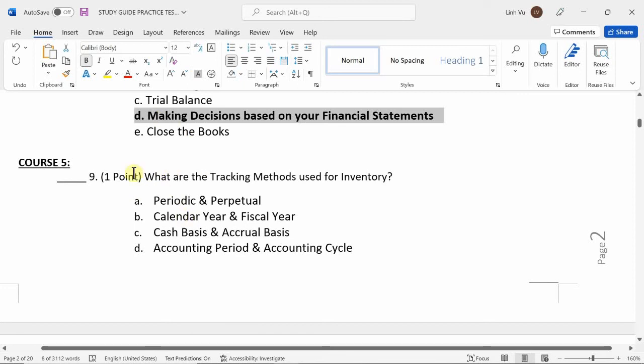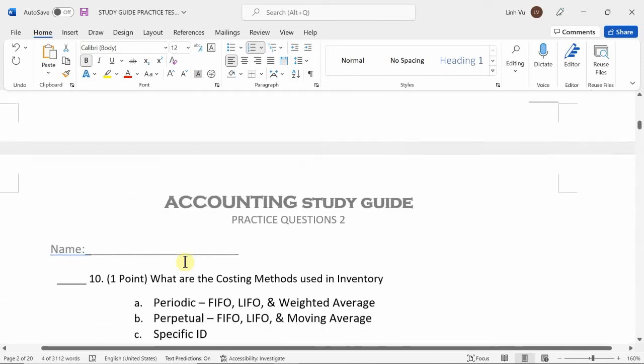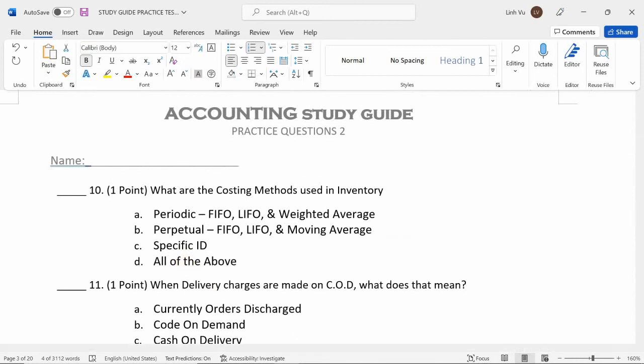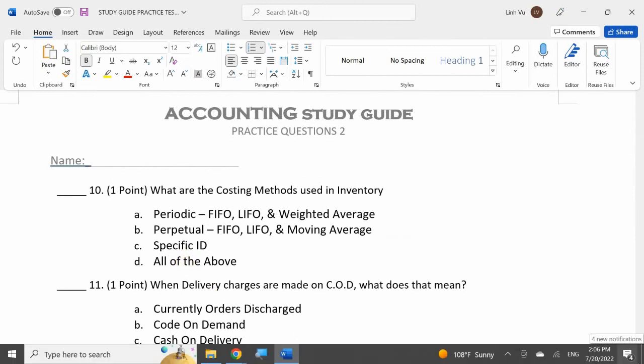You wouldn't necessarily keep track of it based on the years, and you wouldn't keep track of it based on whether you spent money or not, nor would you do it based on the accounting period versus the accounting cycle. That makes no sense. So in this case, letter A is correct. Okay. Number 10, okay, what are the costing methods under inventory?